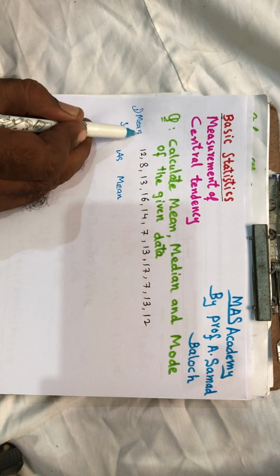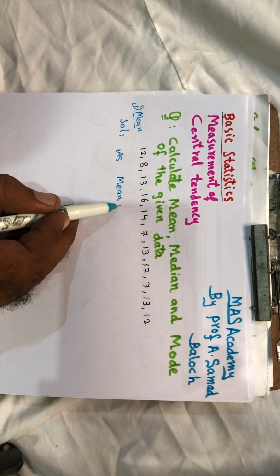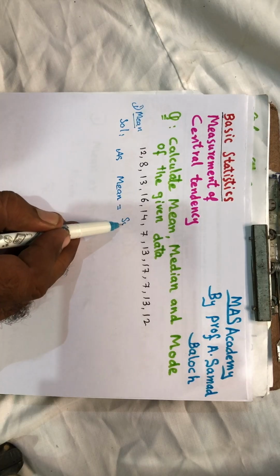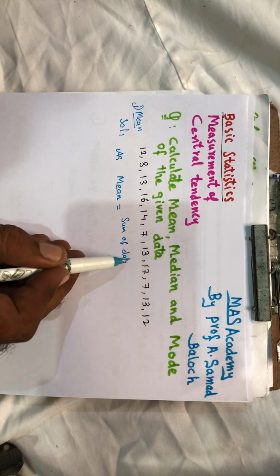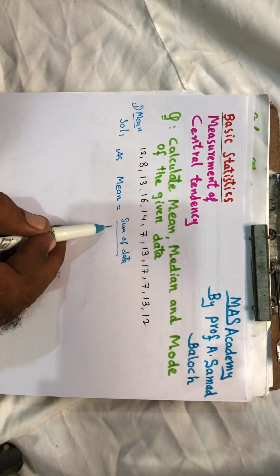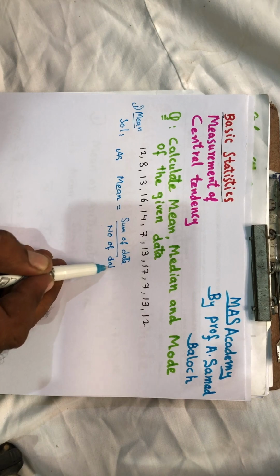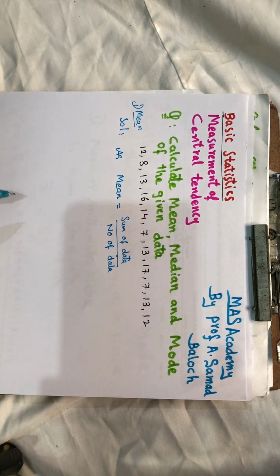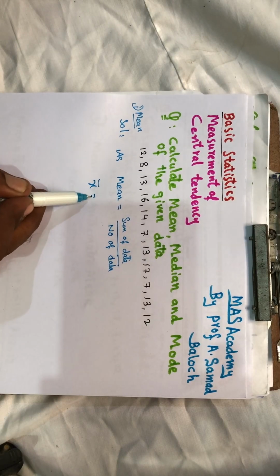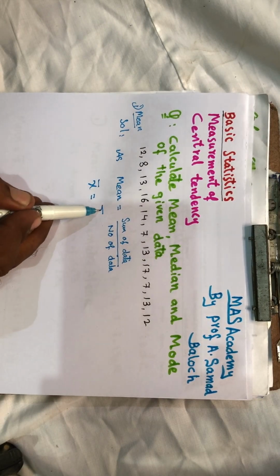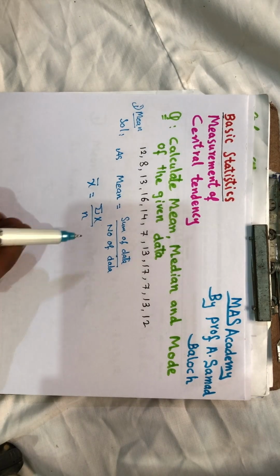We are studying first of all mean, number one, and that is: mean is equal to sum of data divided by number of data. It means in the numerator we sum the data, whatever data we have. In the denominator we will count the data and write how many data there are. Also mean can be denoted by x bar, and we can write sum of x over n.